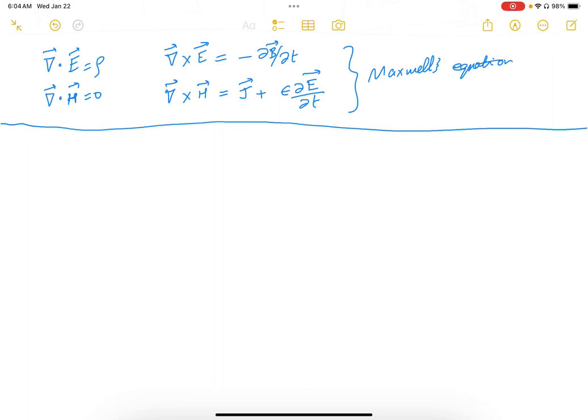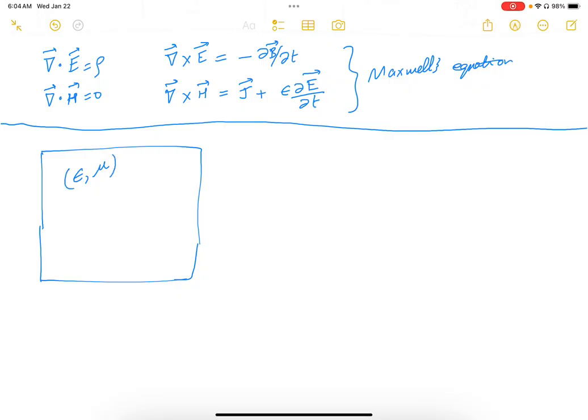if you look at these four equations, something very interesting happens. Imagine you had a region of space, some region of space that had some dielectric constant epsilon and some permeability mu, which are the properties of that space.